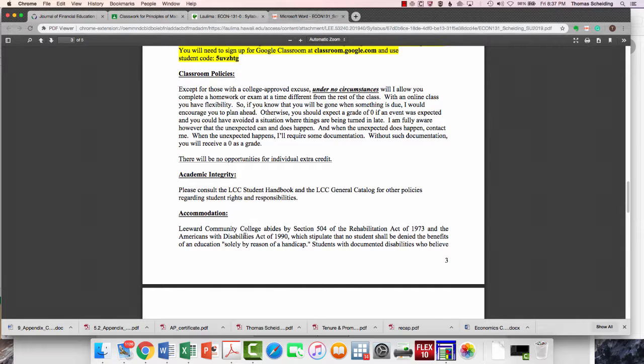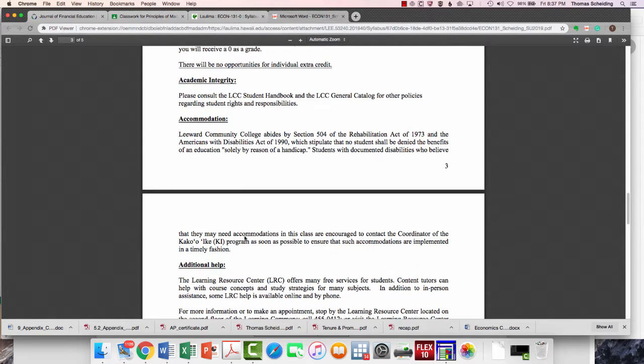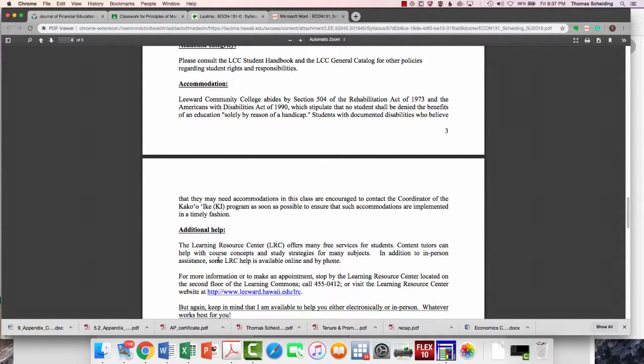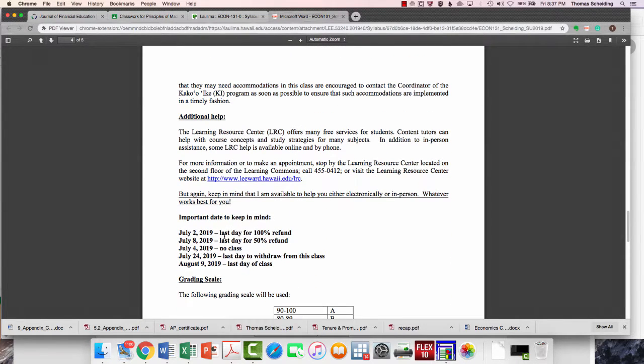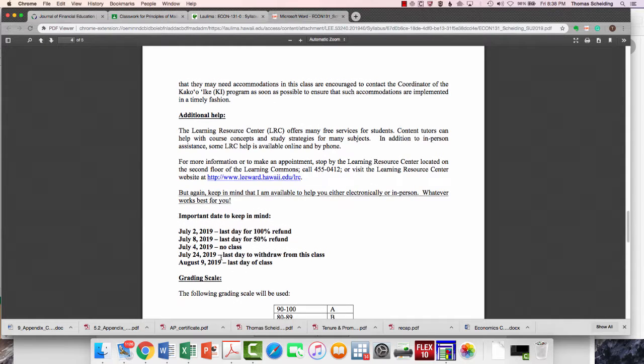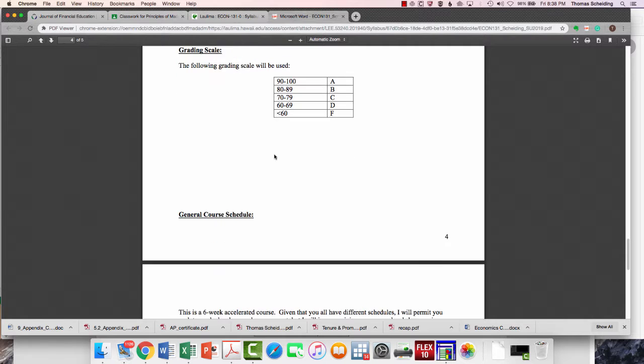Here's our academic integrity and accommodation policy. If you need it, you likely know the procedures, but if you don't, reach out to me. There is tutoring on the Leeward campus, but you can also reach out to me. Here are our deadlines for getting a refund, the last day to withdraw from the class. Here's our grading scale. As many of you know, at Leeward there is no plus or minus system. It is A, B, C, D, F.